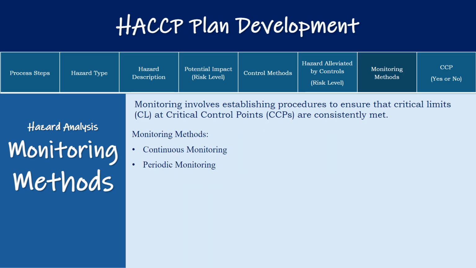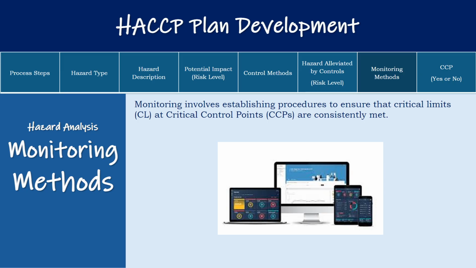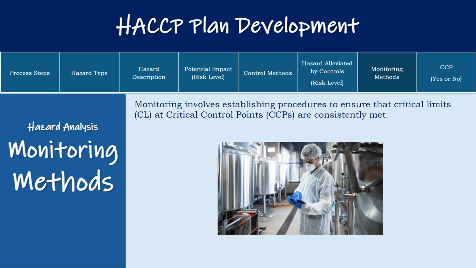There are two general types of monitoring: continuous and periodic. Continuous monitoring uses automated systems, like temperature sensors or automated pH meters, to record data in real time throughout the production process. Its advantages include real-time data, reduced human error, quick identification of deviations, and consistent monitoring. Periodic monitoring involves manual checks at set intervals, such as visual inspections or manual testing for pH. This method requires fewer resources and is suitable for processes that don't need constant oversight.